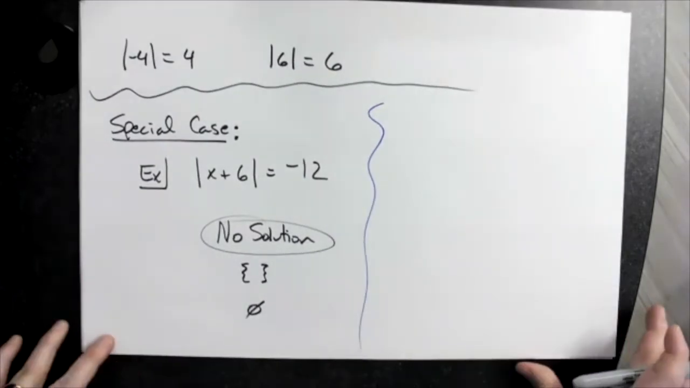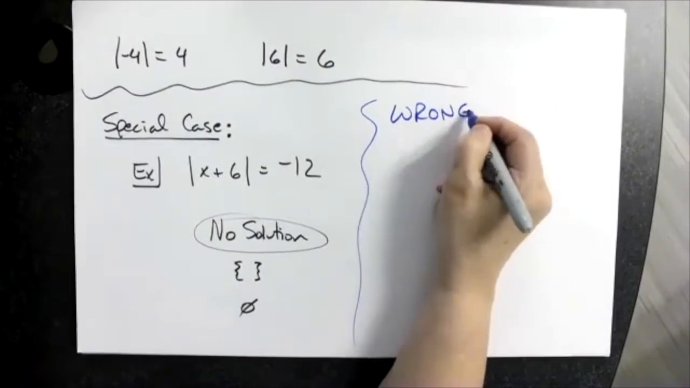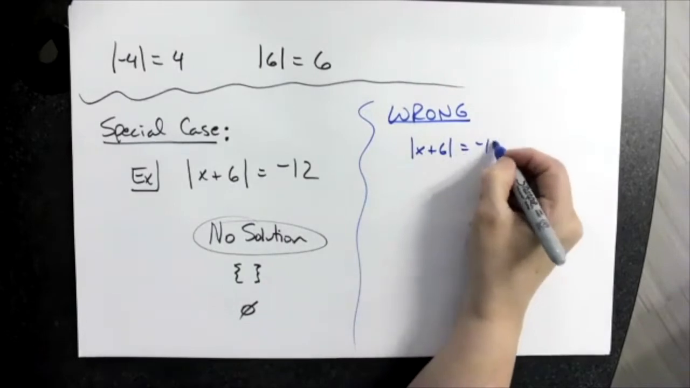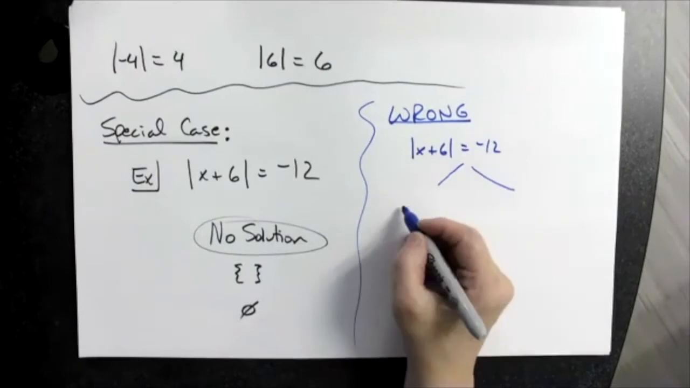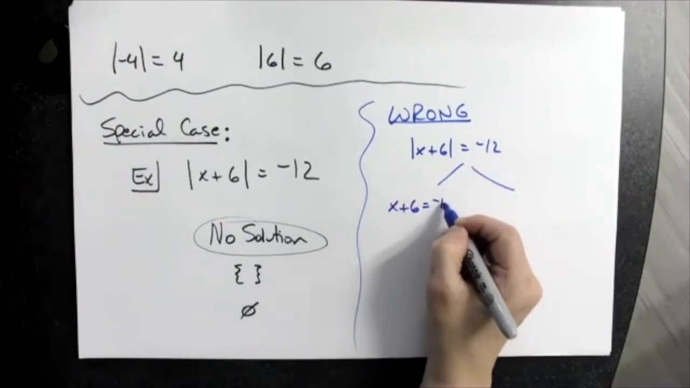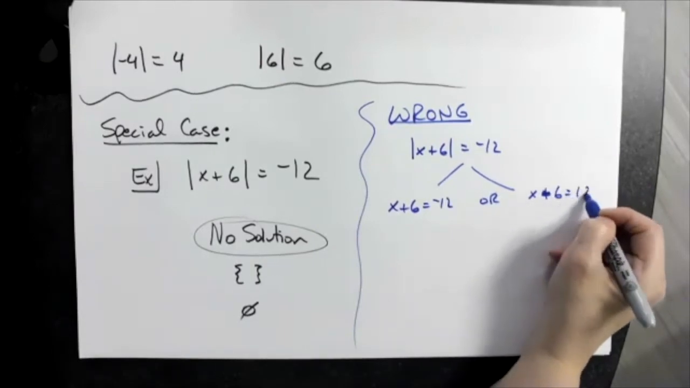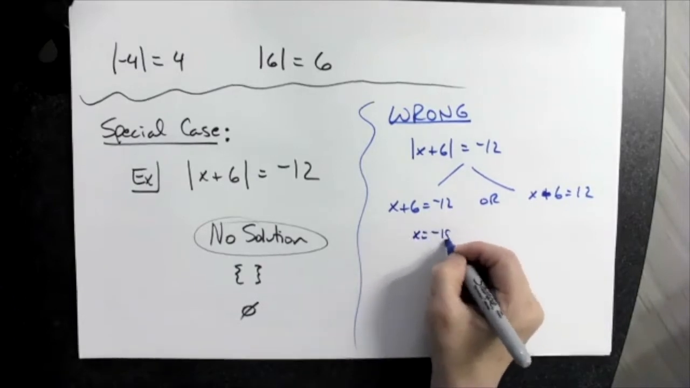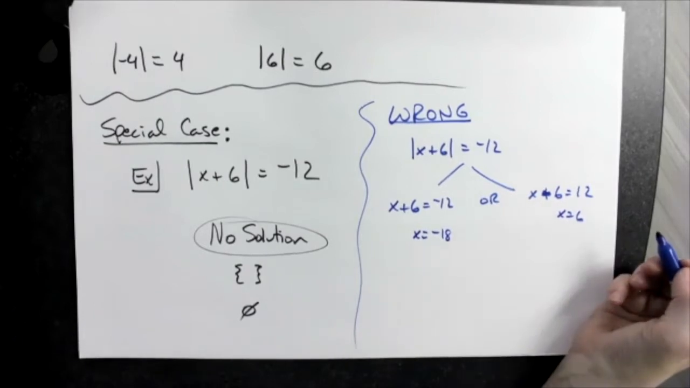This is going to be wrong, so don't do this. But if you are not paying attention, let's say you don't realize that an absolute value can't equal a negative, and you go through the whole process: negative 12, x plus 6 equals a positive 12. I change the sign. Can I subtract 6 over here and get x equals negative 18? And can I subtract 6 over here and get x equals 6? My algebra just worked. I just worked it out and got 2 answers.